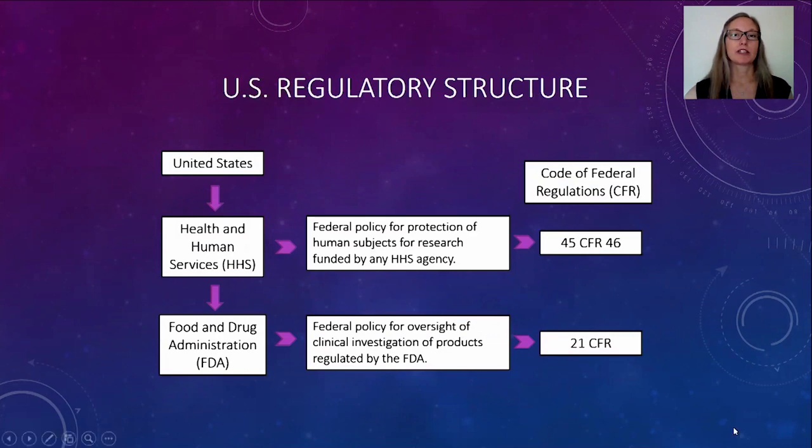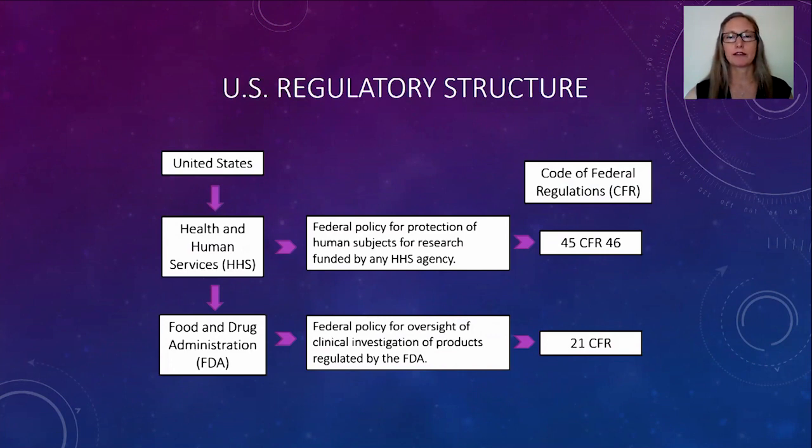There are certain regulations that must be followed when designing a research study and preparing a protocol document, depending on whether the study has funding or oversight from the US federal government. These regulations are laid out in the US Code of Federal Regulations, or CFR. Any study that receives funding from the Department of Health and Human Services, or HHS, must follow the federal policy for protection of human subjects outlined in CFR Title 45, Part 46, or 45 CFR 46.